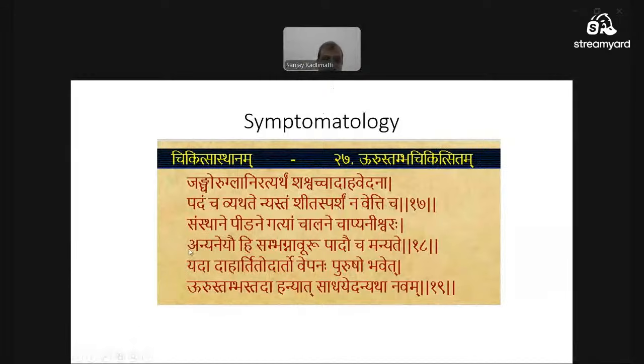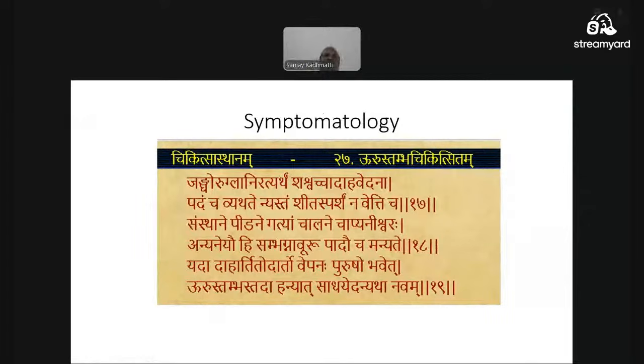The patient feels as if the leg is someone else's leg, not my leg. Sambhagno, as if it is fractured and completely useless.